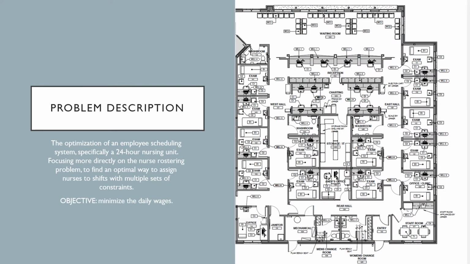The problem being addressed is the optimization of an employee scheduling system, in this case a 24-hour nursing unit, focusing more directly on the nurse rostering problem to find an optimal way to assign nurses to shifts with multiple sets of constraints, with the objective to minimize the daily wages.